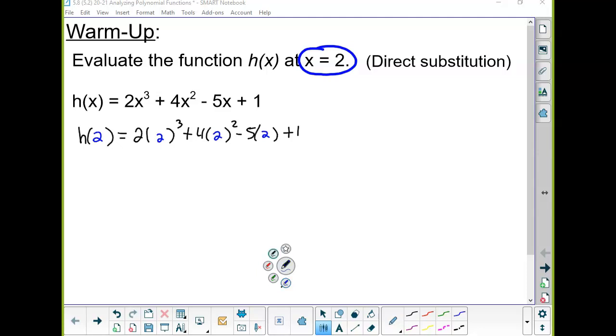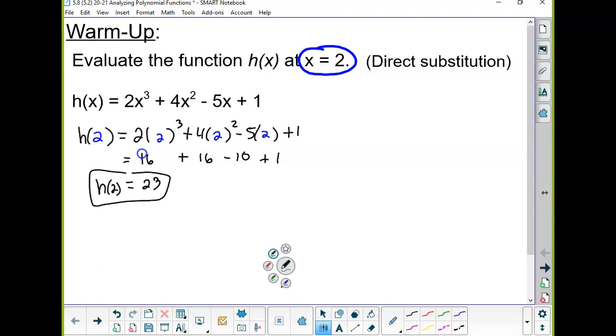So you can do this in pieces, you can do it kind of in your head. 2 to the third power, we always do exponents first, so 2 to the third power is 8. And then if I times that by 2 again, this portion will be 16. Well, 2 squared is 4, 4 times 4 is 16. Negative 5 times 2 is negative 10. And then the plus 1, and then you can do as much or as little as you want in your head. 16 and 16 is 32. 32 minus 10 is 22. 22 plus 1 is 23.